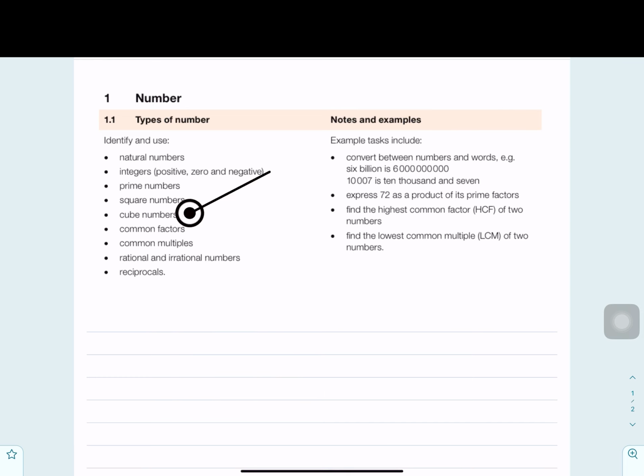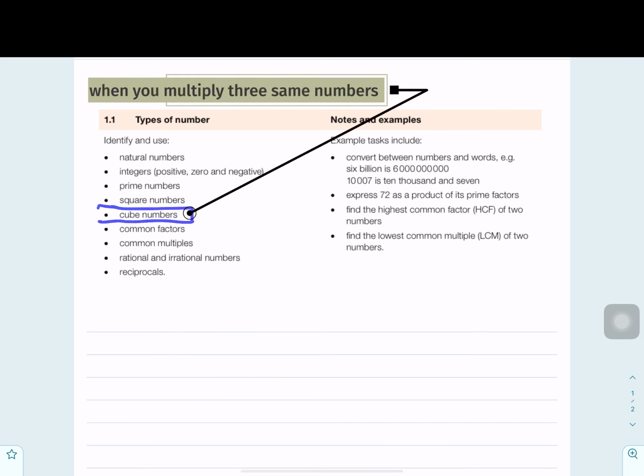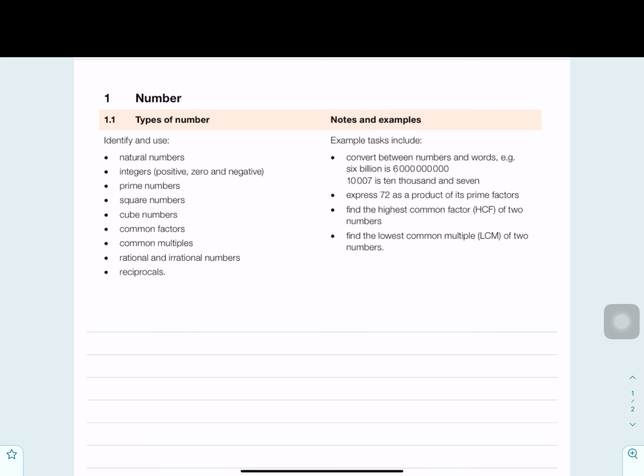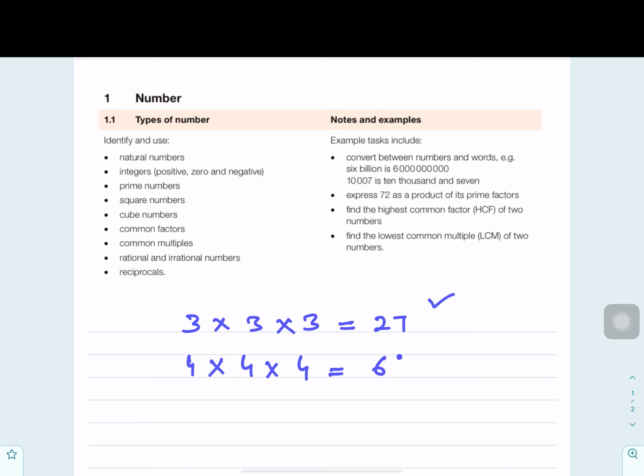And we will apply the same concept on cube numbers. When you multiply three same numbers, for example, if it comes 27, so 27 is a cube number. Similarly, if you multiply 4 by 4 by 4 and that becomes 64, that is another cube number.